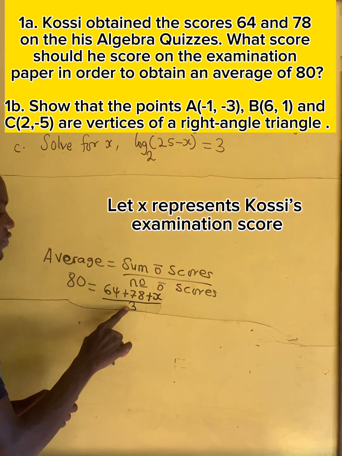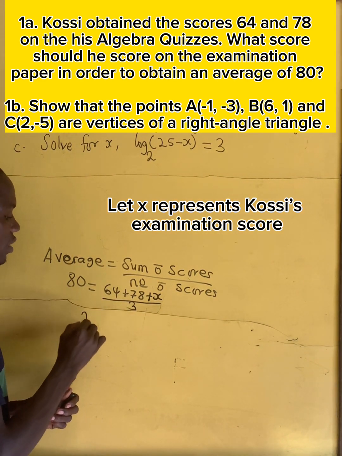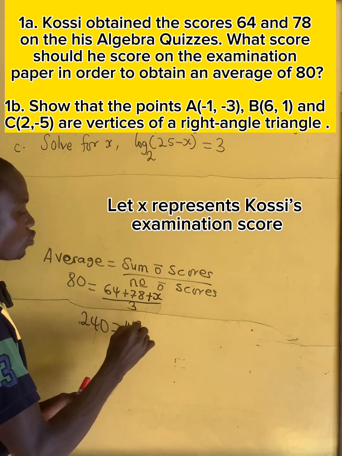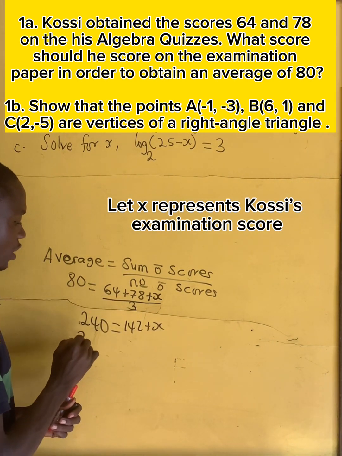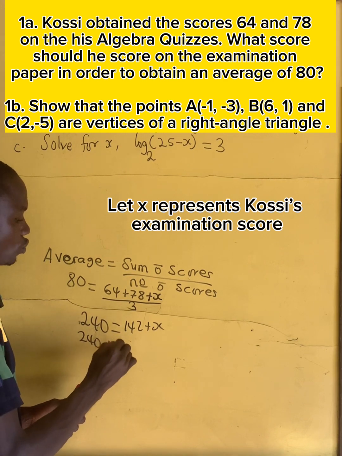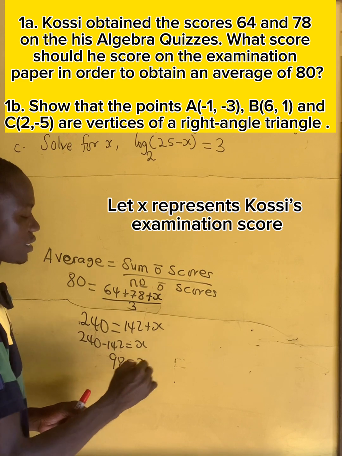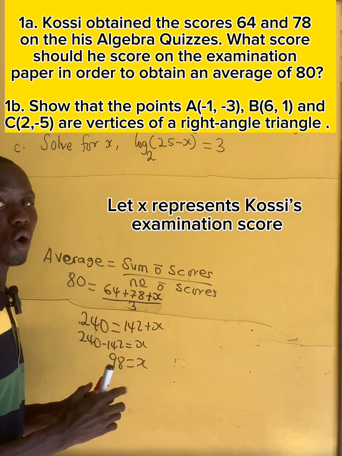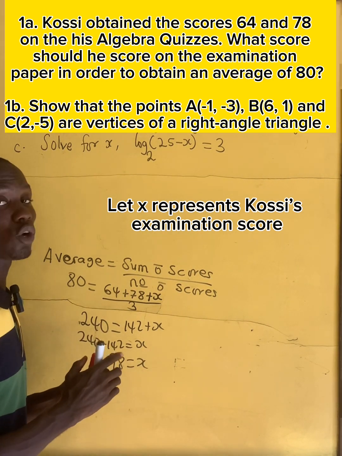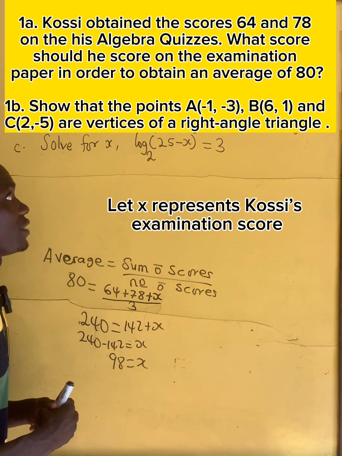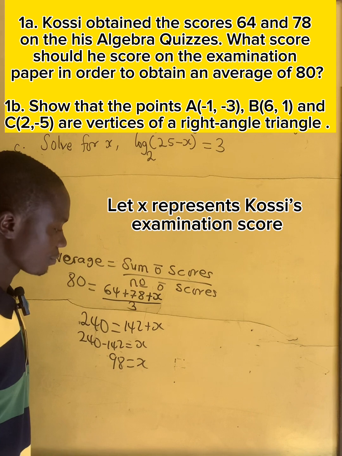So here you multiply 3 by 80 to get 240. Add this to this to get 142 plus X. We have 240 minus 142 equals X. This gives 98 equals X. It means that Kossi has to score 98 in order to obtain an average of 80, in a very simple way. Now let's check the second question.